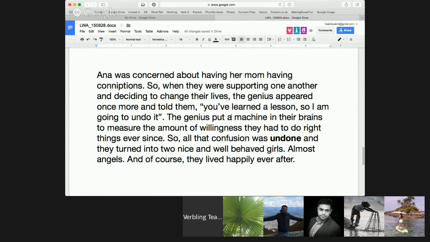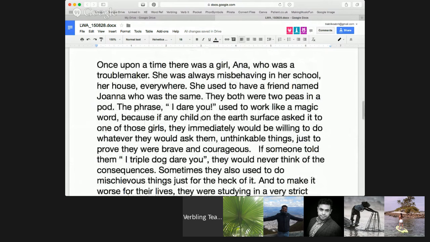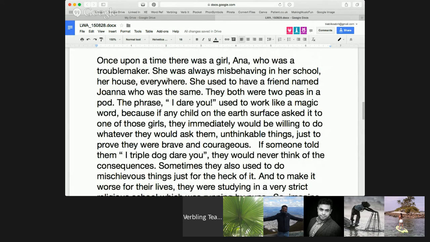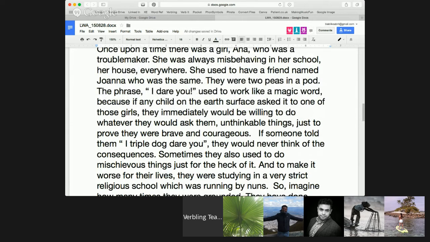Wow, Anna, what an imagination. I love the story. And great English as well. So let us quickly check through any mistakes. So once upon a time, there was a girl, Anna, who was a troublemaker. She was always misbehaving in her school, her house, everywhere. She used to have a friend named Joanna who was the same. They were two peas in a pod. We don't need to say both because it's already implied.